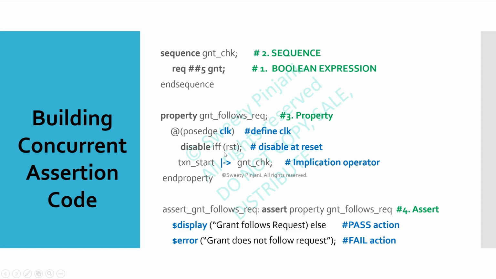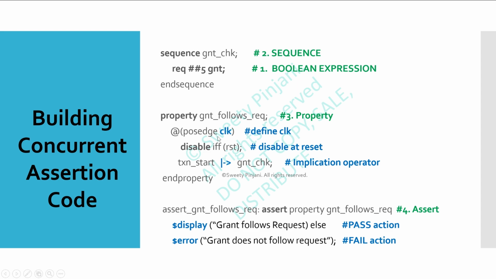Next, there might be some condition wherein you don't want to run an assertion, that is called disable. Here, if you see, this is the disable condition. It means when this condition is present, my assertion will not execute. This is optional. If you don't have any disable condition, it's also fine. But the clock is mandatory.